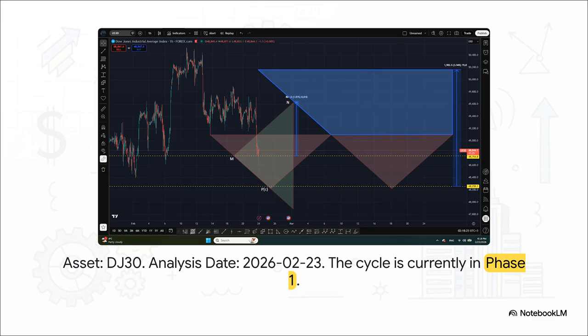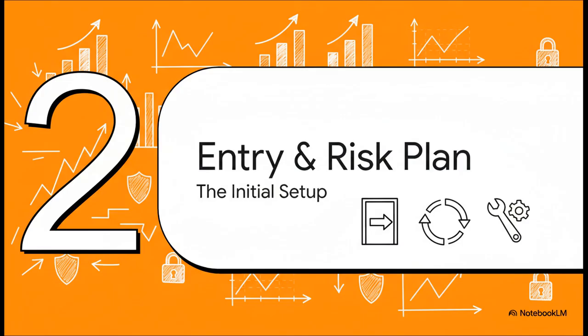Okay, so this slide right here is our starting point. We're looking at the DJ30, and the analysis date is February 23rd, 2026. The key thing to know is that at this moment, the price has met the exact conditions to kick off what the model calls phase one. So let's dig into the details of this phase one setup. This is where everything is laid out: the identified entry points and the full risk management plan that goes along with them.